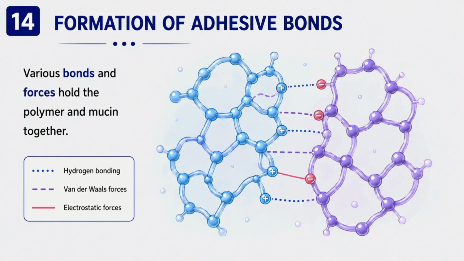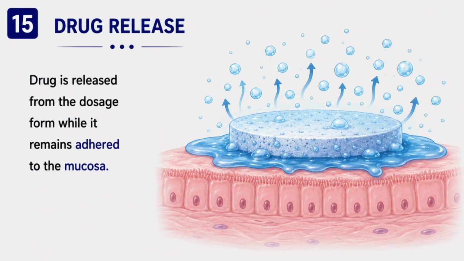Okay. Drug release. Once the dosage form is attached, the drug release begins or continues. The drug is released from the dosage form while the formulation remains associated with the mucosal surface here. Imagine a water tank releasing water slowly through a small outlet. Similarly, the adhesive dosage form may be designed for controlled or prolonged drug release here. The release rate depends on formulation factors such as the polymers, dosage form design, and the drug characteristics.